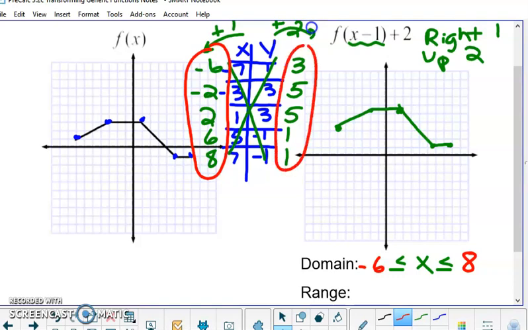If I look at the table here, I can see it goes down to 1 and up to 5. That is the y's. I can also see, looking at my graph, it doesn't go any lower than 1, it doesn't go any higher than 5. Okay, we're going to look at one that has arrows.